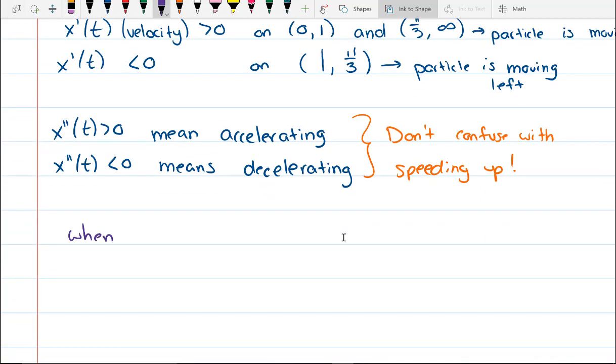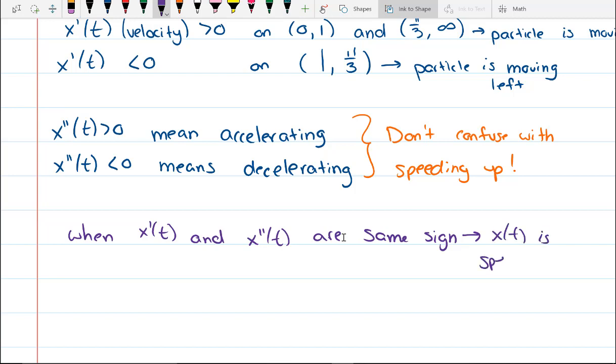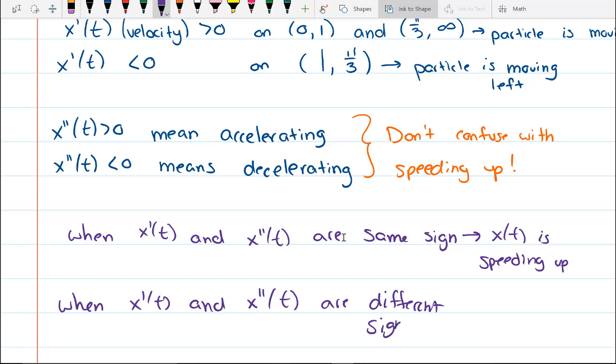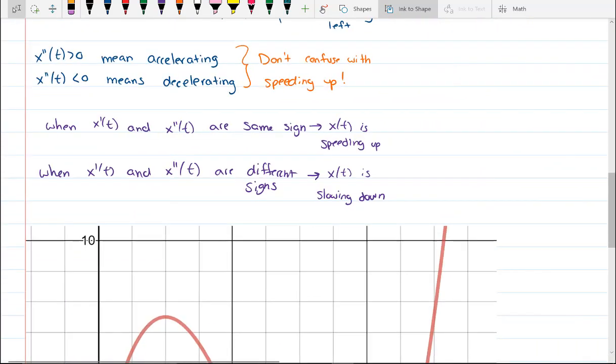I'm going to talk right now about what it means to be speeding up. When the derivative and the second derivative are the same sign, this means x of t is speeding up. When x prime of t and the second derivative are different signs, this means your x of t is slowing down. Okay, let me show you what I mean by that by using a graph.